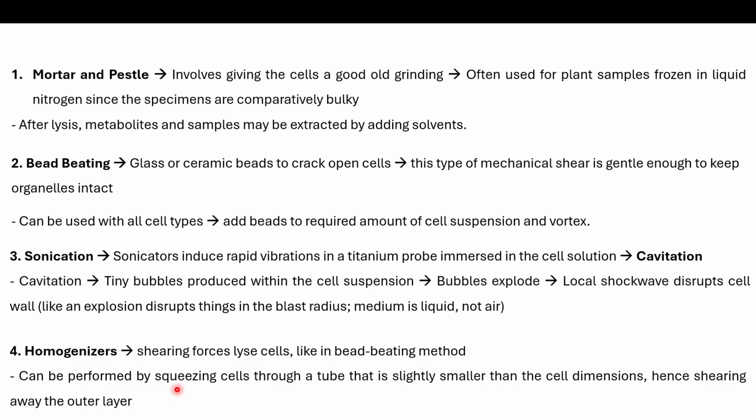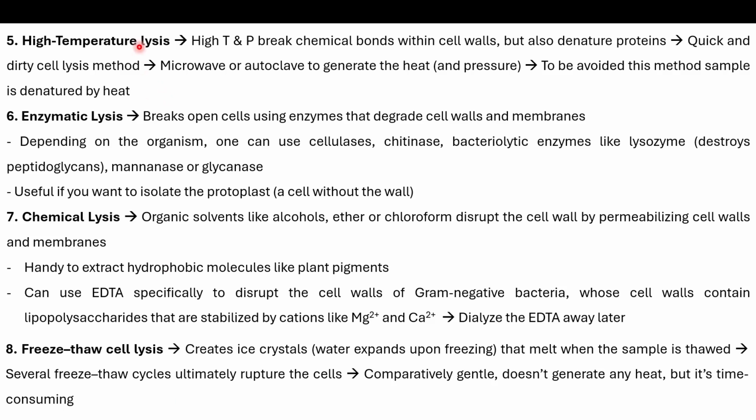Then there's high temperature lysis. High temperature and pressure break the chemical bonds within cell walls, and it also denatures proteins. Especially high temperatures can denature proteins. But it is really quick. It's a really fast way to break the cells open, but it's a little dirtier, where you basically microwave or autoclave to generate the heat and pressure.